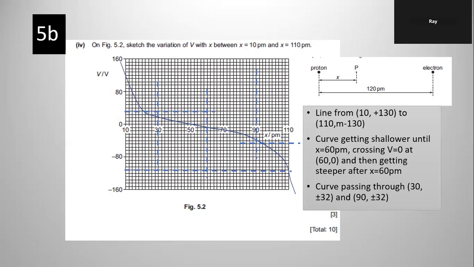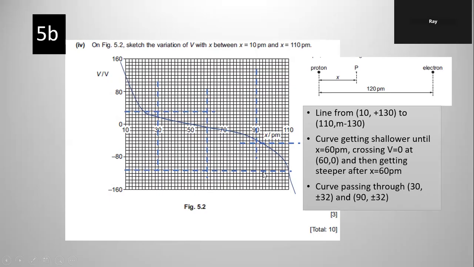Okay or not? Mean at this point, there's 130. At this point, 130 also. The curve becomes shallower. V naught at 60 there. And then getting steeper, steeper.